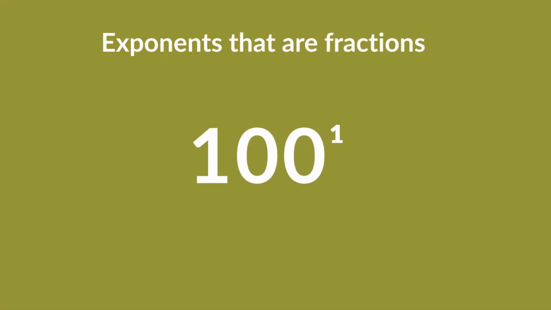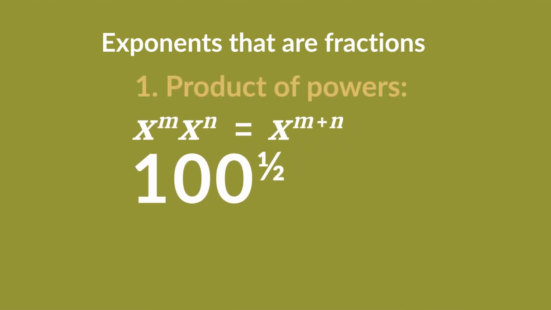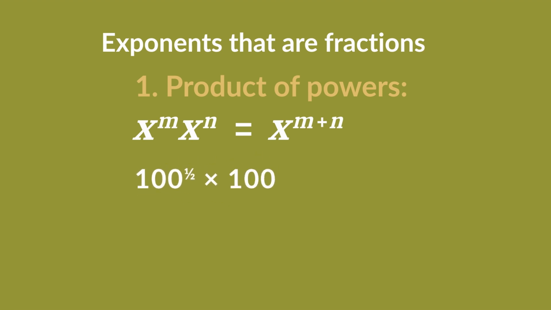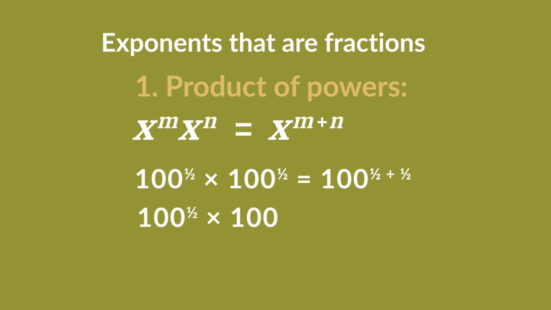What happens when we raise a number to a power that is a fraction? Remember the first law of exponents, the product of powers. The base is the same, and we are multiplying the bases so we can add the exponents to get 100 to the power of 1/2 plus 1/2. This means that 100 to the power of 1/2 times 100 to the power of 1/2 is equal to 100. What do we call a number that, when multiplied by itself, results in a specified quantity? It is the square root of the number. So 100 to the power of 1/2 is the square root of 100.